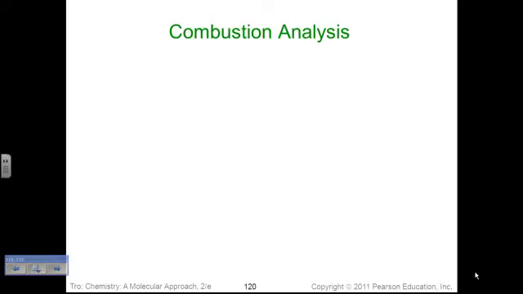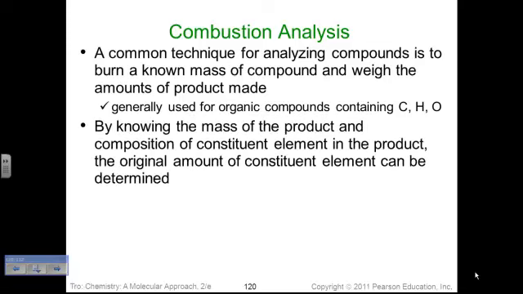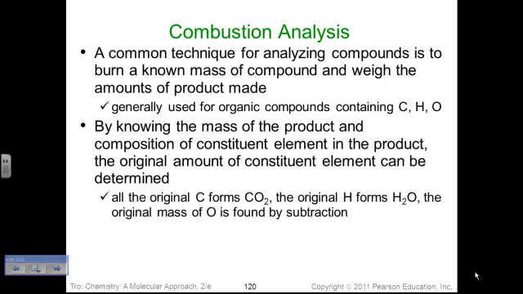Sometimes when we calculate empirical formulas, we are given combustion analysis. To combust, taking a hydrocarbon, adding oxygen, and adding all kinds of heat and light energy, coming out is carbon dioxide and water vapor. So this is generally used for organic compounds. When we combust a hydrocarbon, some type of fuel like gasoline in an automobile engine to move from place to place, a major component of gasoline is octane. As we add oxygen and burn the fuel, we release carbon dioxide and water.